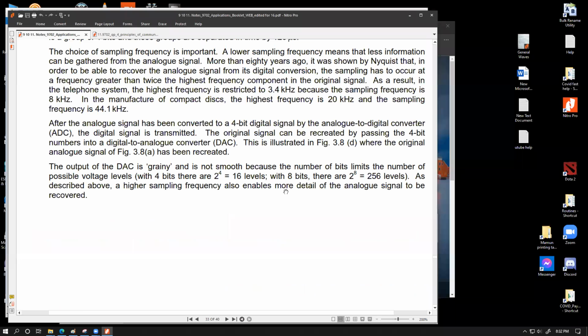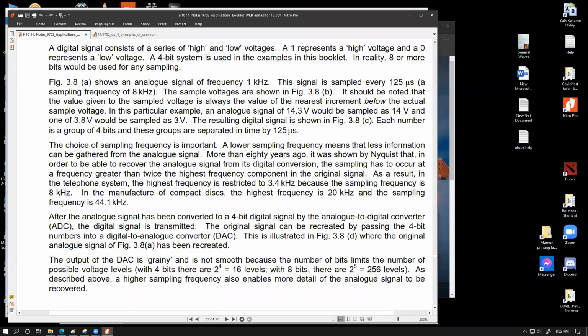That's the important bit over here: in order to be able to recover the analog signal from its digital conversion, the sampling has to occur at a frequency greater than twice the highest frequency component of the original signal. Which means if your original audio signal is composed of a lot of different frequencies, which is a very common thing for music, you can have a lot of instruments going by, you can have opera voices and other instruments, many of them can have a very high frequency.